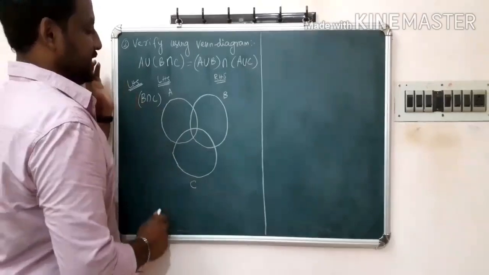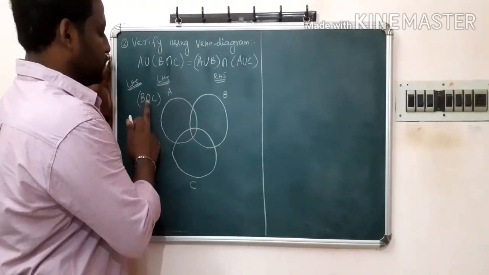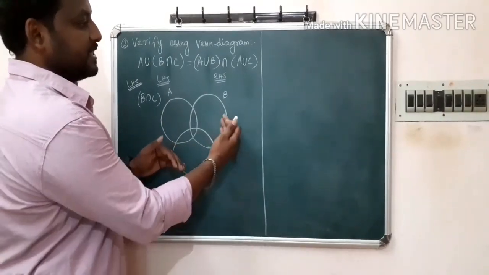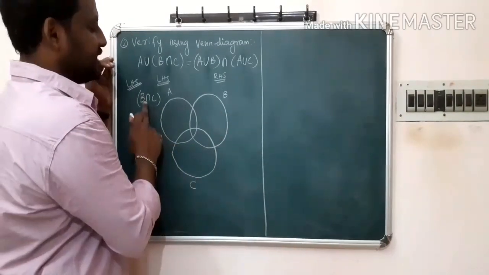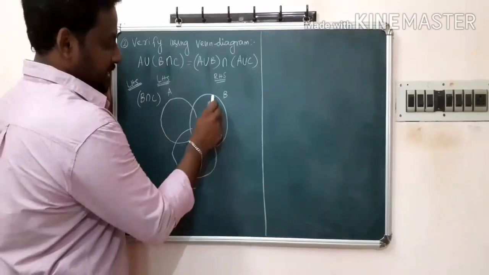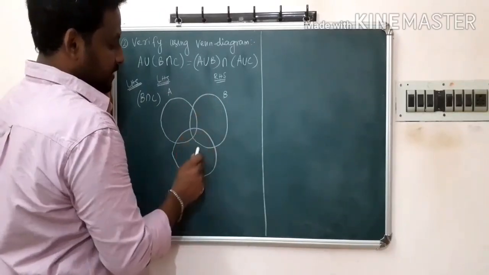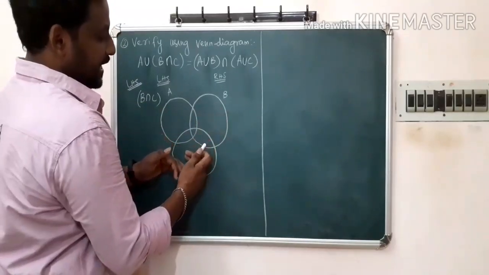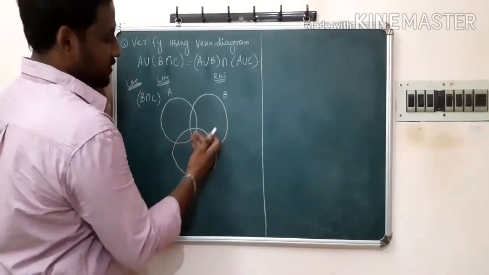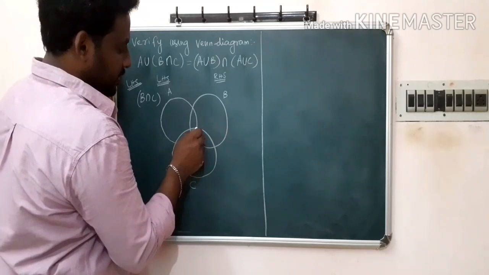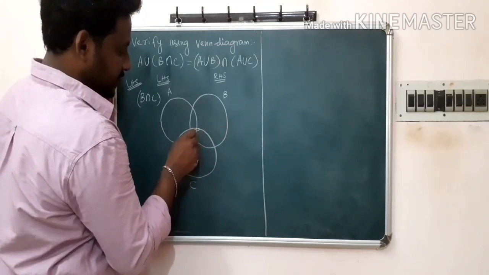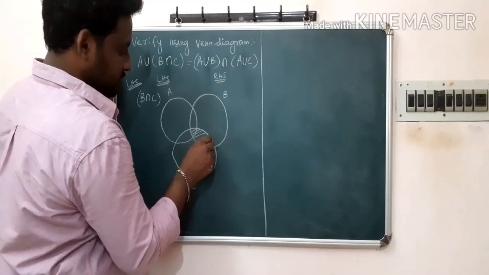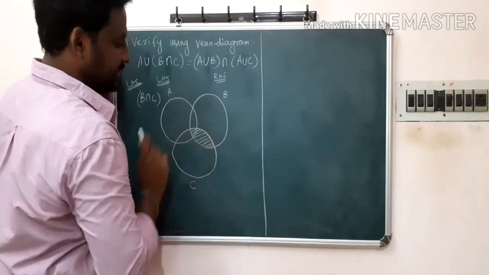B intersection C means, as in the previous question, we have to look at the common elements in set A and set B. Intersection means common part. So set B is here and set C is here. What are the common parts in B and C? Here, one common part is there. So this is B intersection C.